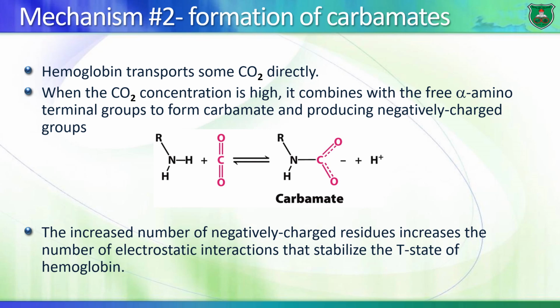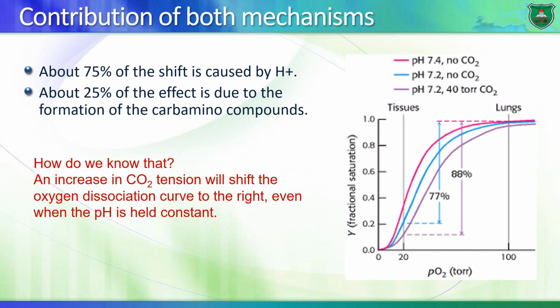The question is, which one is more important than the other. Now this was done in an experiment where pH is stabilized using buffers. Remember, we talked about buffers before. So pH can be stabilized, but CO2 is not. So in here you have three samples. You have a sample where pH is 7.4, no CO2. And here you have pH of 7.2, no CO2.